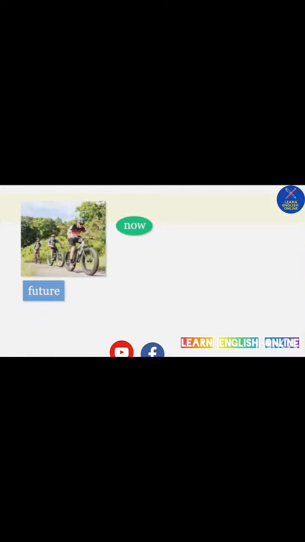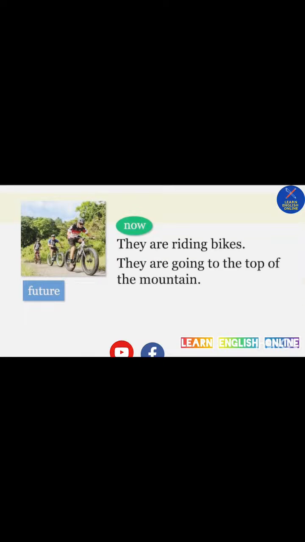Here's one more example. Here are some bike riders. They are riding bikes right now. They are going to the top of the mountain. That's also happening right now. The top of the mountain is a place. They are going to take a rest at the top. Now we have a verb. So this is the future. They are going to take a rest at the top.